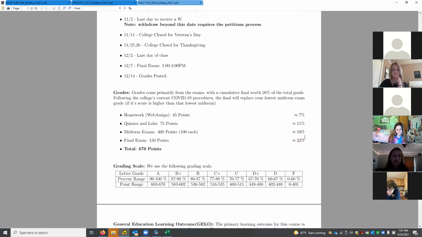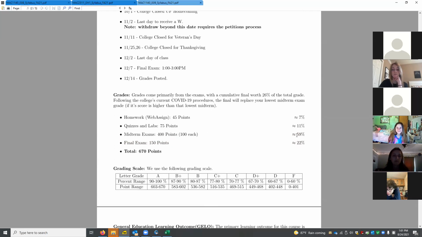So you see that the vast majority of the grade comes from proctored tests. So you really need to prepare for these. It's not something to take lightly. The tests are almost everything.